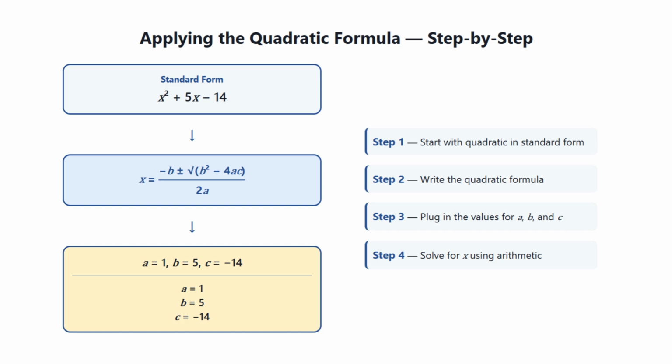Step 2. Write out the quadratic formula. x equals negative b plus or minus the square root of b squared minus 4ac, all divided by 2a. Step 3. Plug in the values for a, b, and c. Step 4. Solve for x using arithmetic. By following these steps carefully, you can apply the quadratic formula to any equation efficiently and accurately.